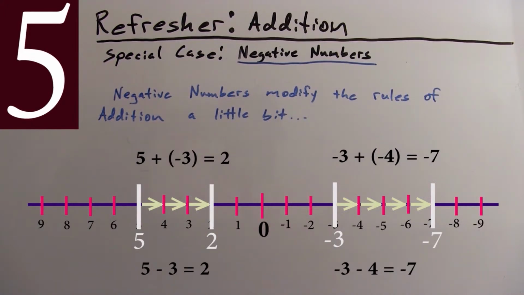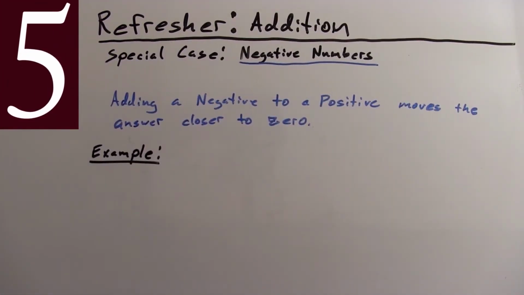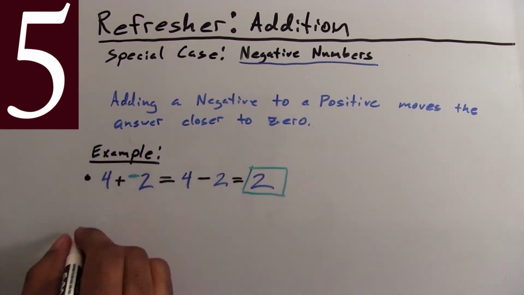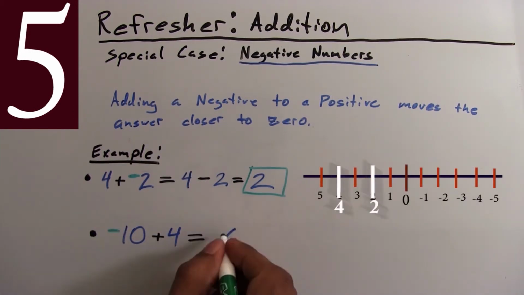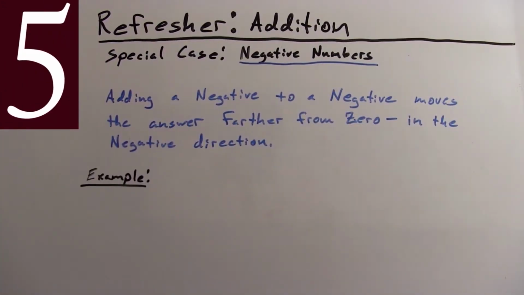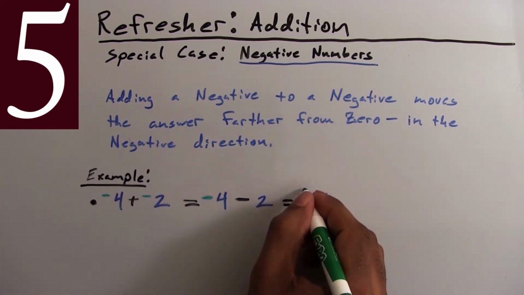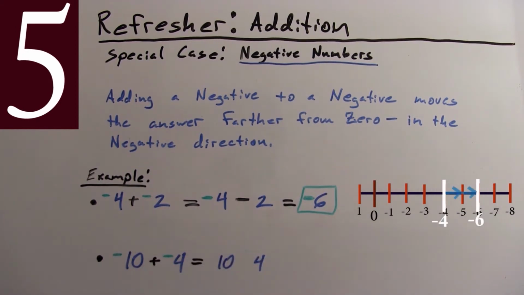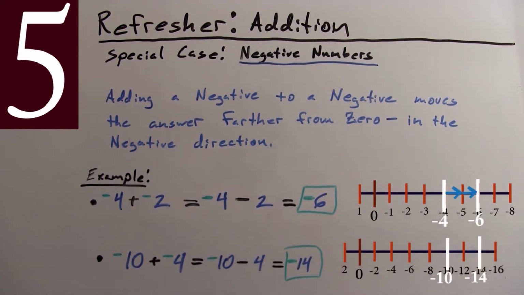So as you can see, adding a negative to a positive moves the answer towards 0. +4 plus -2 moves the answer down to 2, while adding +4 to -10 moves the answer up to -6. On the other hand, adding negatives to negatives makes for bigger negatives. -4 plus -2 goes down to -6, and -10 plus the -4 goes even further down to -14.